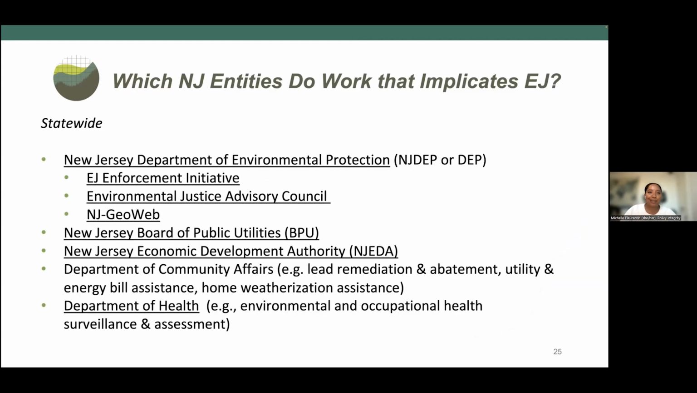So at this point, you're probably wondering, okay, which New Jersey entities do work that implicates environmental justice? This slide, I won't go through each bullet point, but it provides resources and links to various different entities and agencies in New Jersey that do work that implicates environmental justice, and that might also have to abide by Furthering the Promise, the EJ guidance. So I encourage you, once we display all these slides after the webinar, to go to these various agencies and entities and see what type of work they're doing.